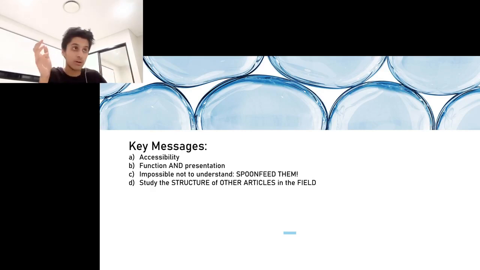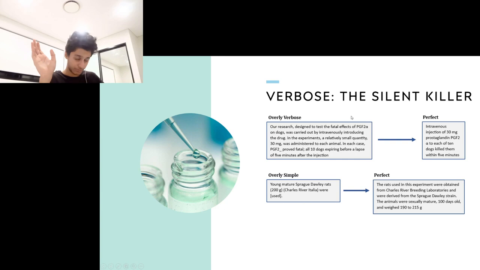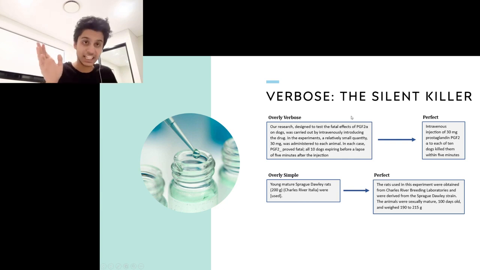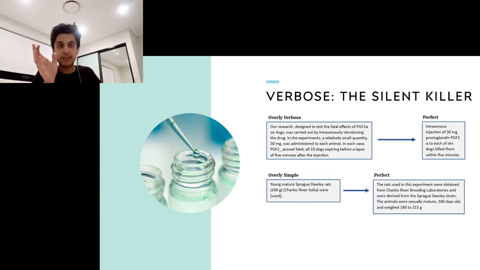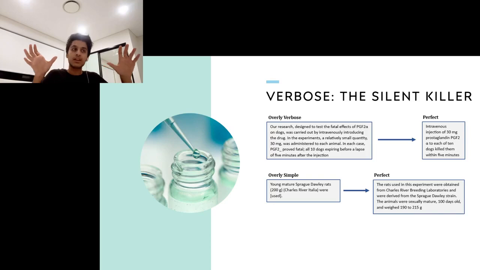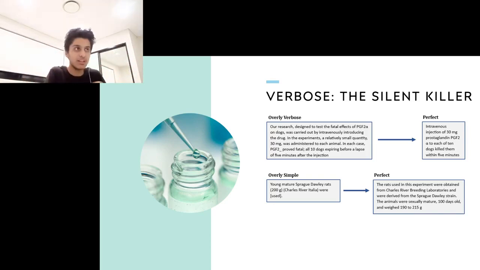Now let's look at verbosity. Verbosity is a silent killer. You may think it makes you sound smart, but in reality it doesn't. Being overly verbose means that you're using too many words. So let's look at this example. Our research designed to test the fatal effects of PGF2 alpha on dogs was carried out by intravenously introducing the drug in the experiments, a relatively small quantity.